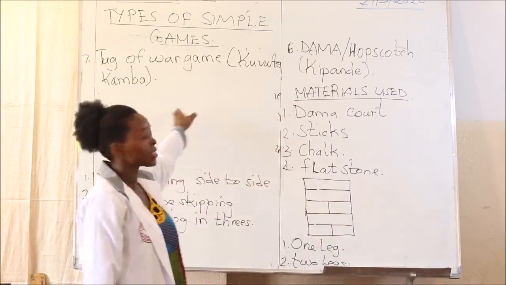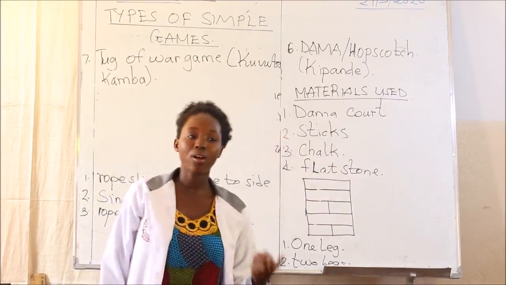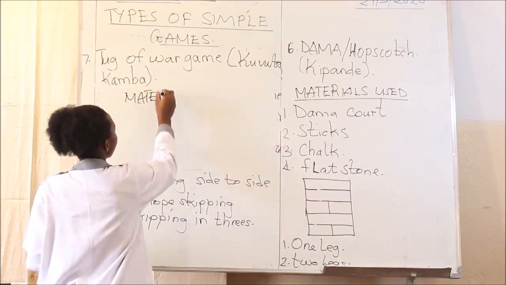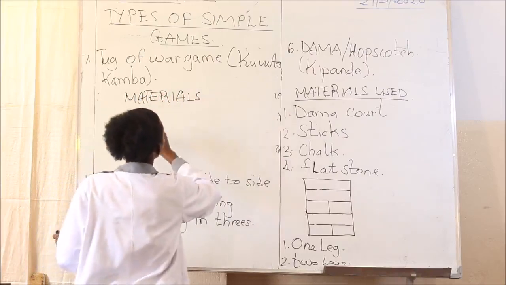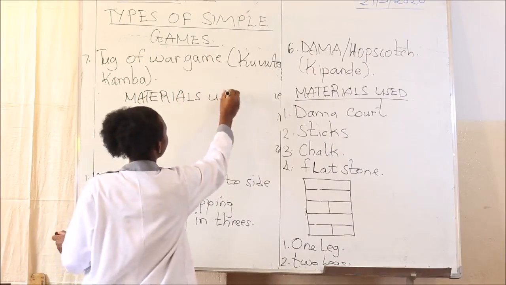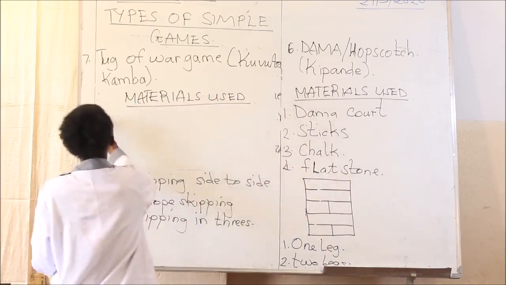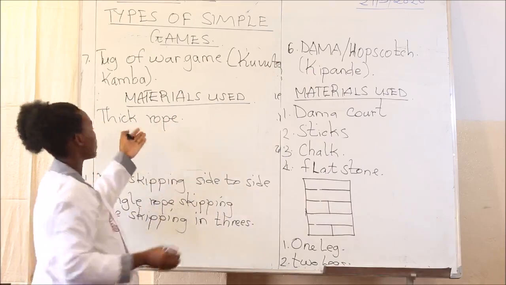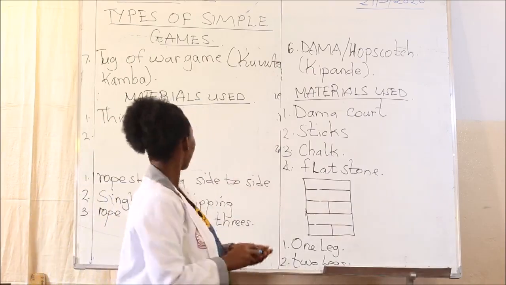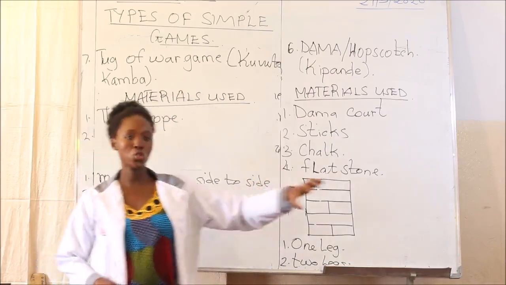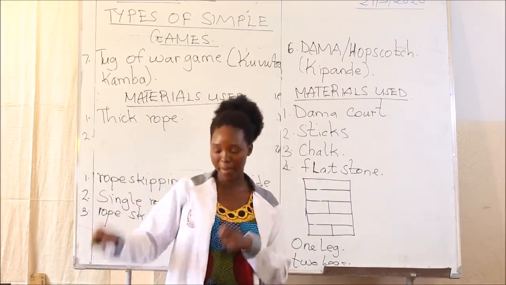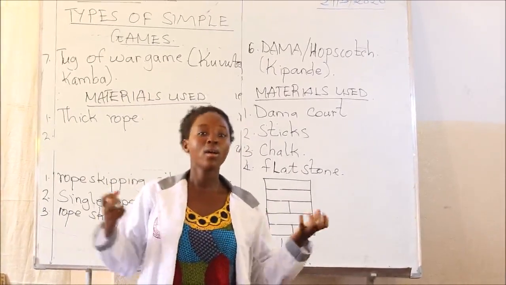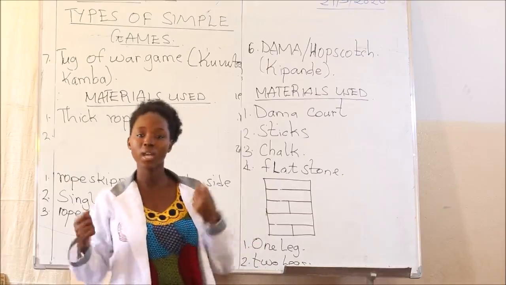Now how to play tug of war game? First of all, you're supposed to see what are the materials used. Number 1, we use thick rope. This tug of war game is between two groups. An equal number of players pull the thick rope against each other.